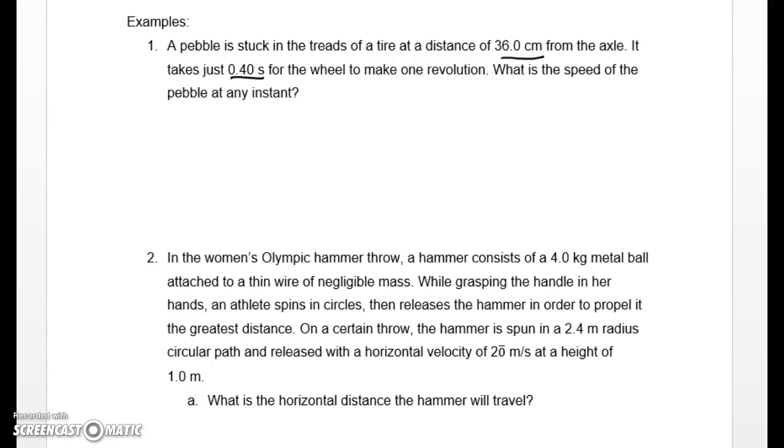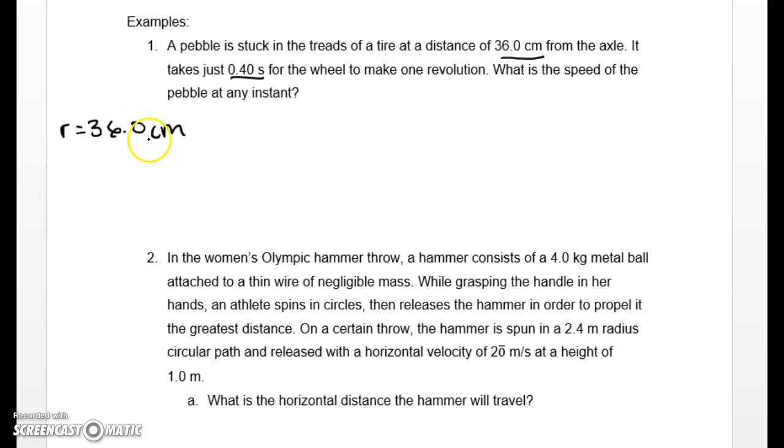Alright, so once again, just like the previous example, we are going to first write down our information. So here it says the pebble is stuck at a distance of 36.0 centimeters from the axle. This actually tells us the radius of this motion. So it's 36.0 centimeters.